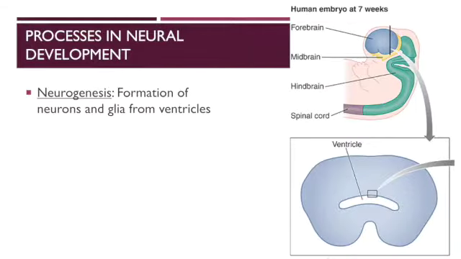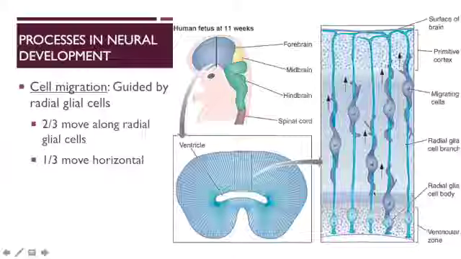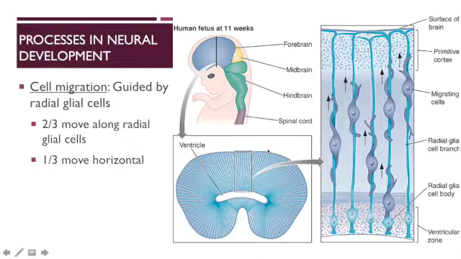The other thing that's happening early in neural development is what's called neurogenesis. Neurogenesis is the formation of neurons and glia along the ventricles. So you may remember from the brain model activity that when the fetus is starting to form a neural tube into its brain and central nervous system, right, the hindbrain, the midbrain, and the forebrain, during this time you're getting the formation of new neurons and glia along those ventricles, and those are then migrating.